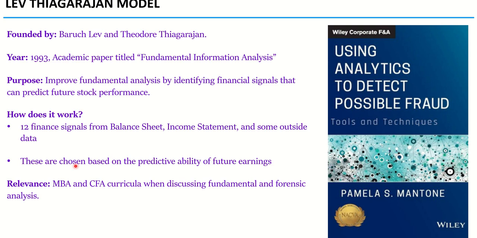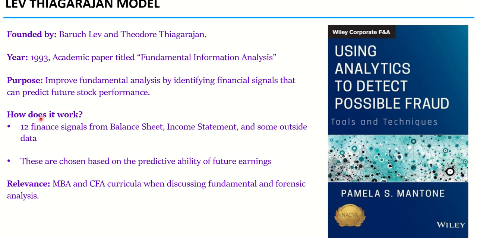Straight to the model, this was founded by Mr. Baruch Lev and Ramu Thiagarajan. They released a paper in 1993 titled Fundamental Information Analysis. So we can safely say that from about 1994, the investing community was introduced to this model. The purpose of the model was to identify financial signals that can predict future stock performance. That means whatever ratios can be calculated from the published financial statements are analyzed to predict how the stock would perform in future.